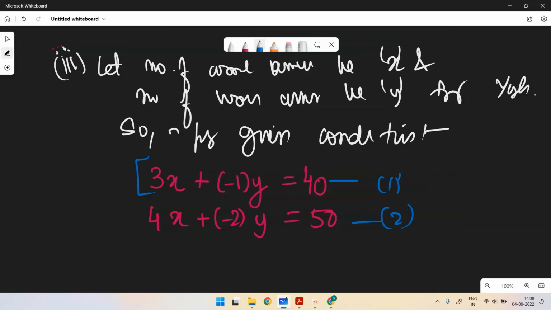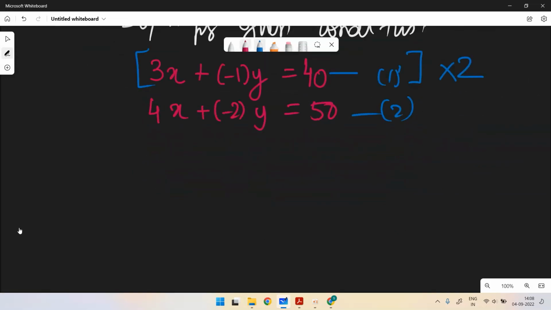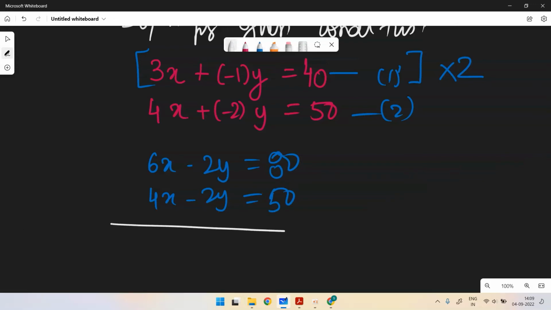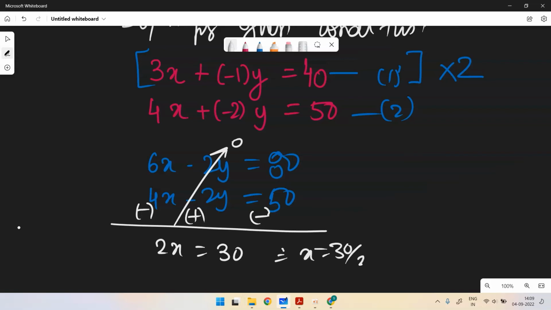Now still I need to multiply the first equation by 2 and subtract the two equations. I can rewrite this as 6x minus 2y equal to 80, and this is 4x minus 2y equal to 50. If you subtract, this minus becomes plus, this becomes minus, so y becomes 0. 6 minus 4 is 2x, and 80 minus 50 is 30, which implies that x equals 30 by 2, which is nothing but 15.